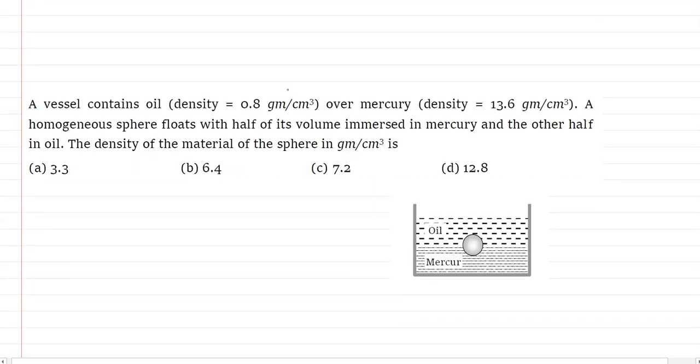Here one question is taken. The question is, a vessel contains oil of density 0.8 gram per cubic centimeter over mercury of density 13.6 gram per cubic centimeter.